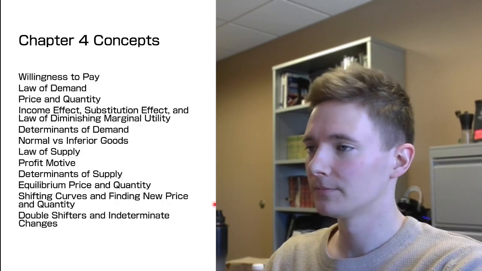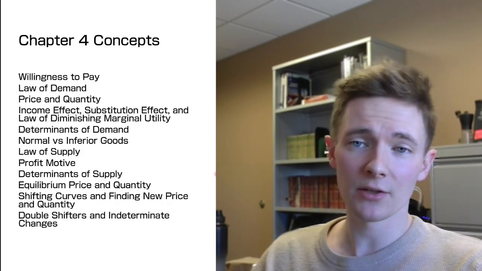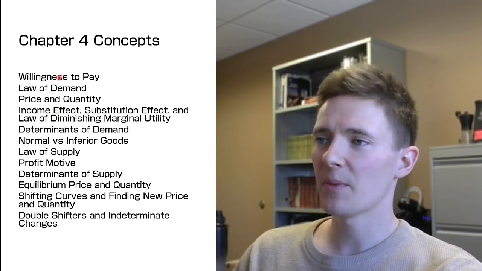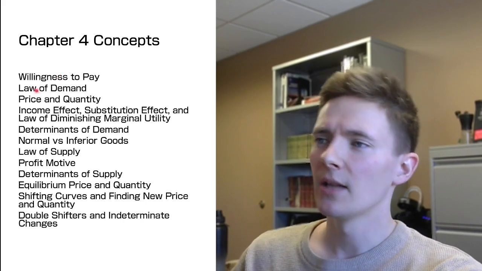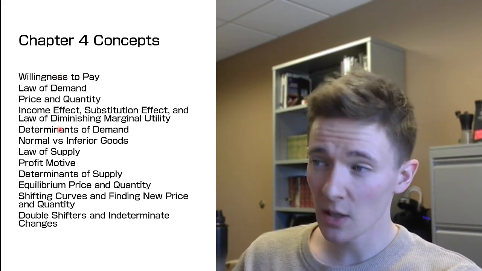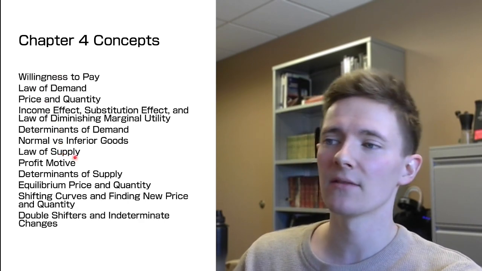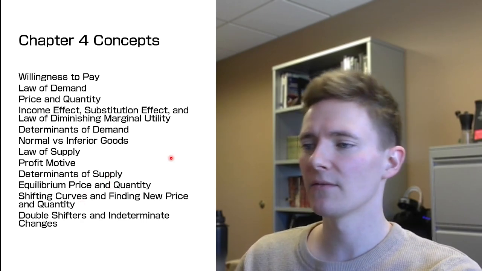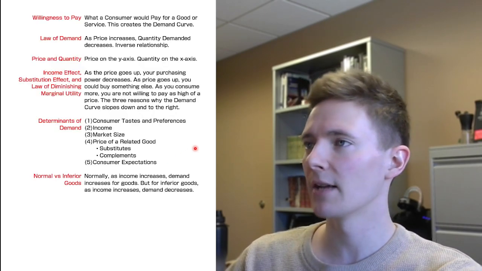Okay, moving on, chapter 4. There's a lot in chapter 4 because it's supply and demand. That's what everybody remembers about economics. Willingness to pay to a small extent. The law of demand, price and quantity, income effect, substitution effect, diminishing marginal utility, the determinants of demand, normal versus inferior goods, law of supply, profit motive, determinants of supply, equilibrium, price and quantity, shifting curves and finding new price and quantity, and the double shifters and what indeterminate means.